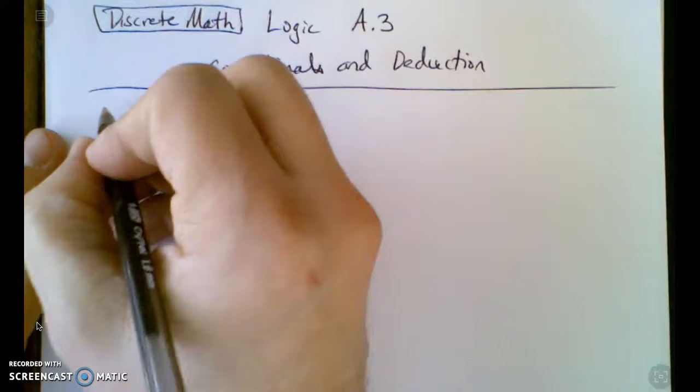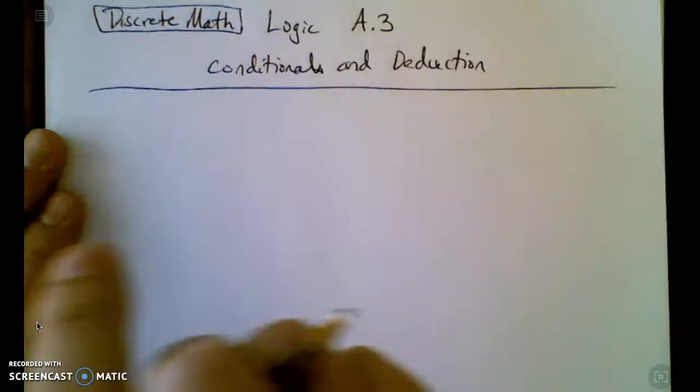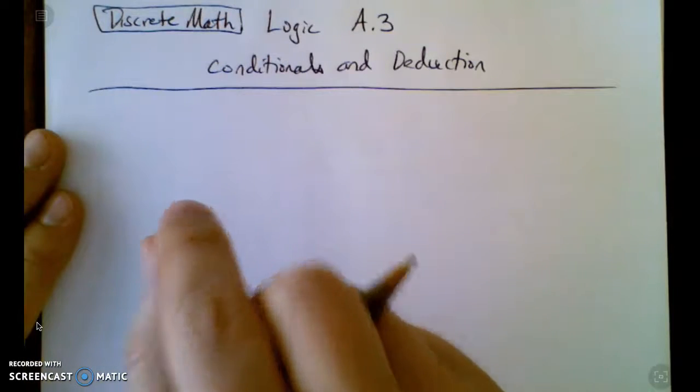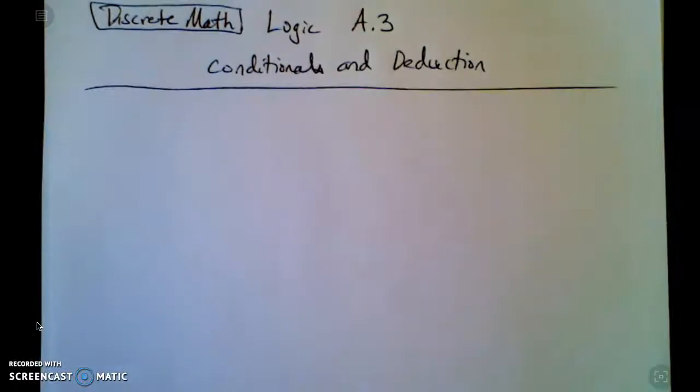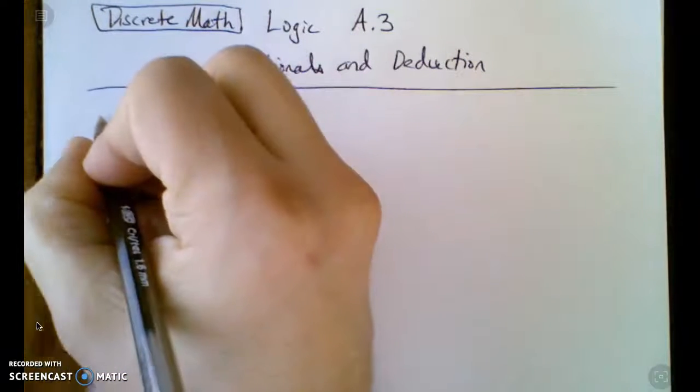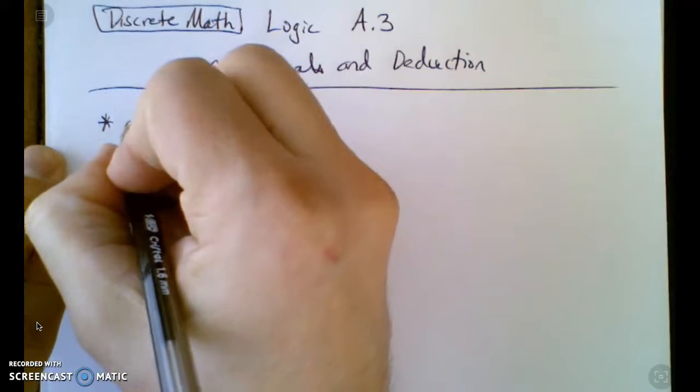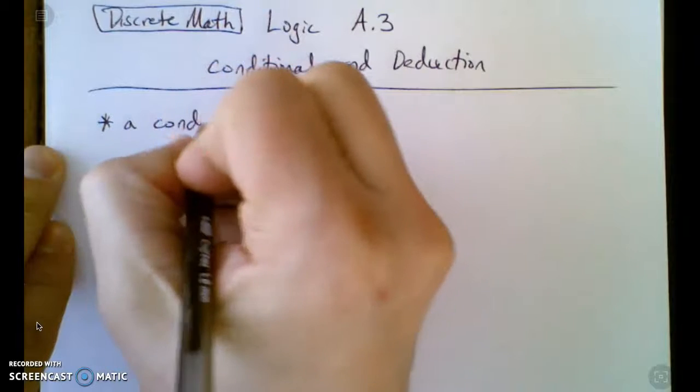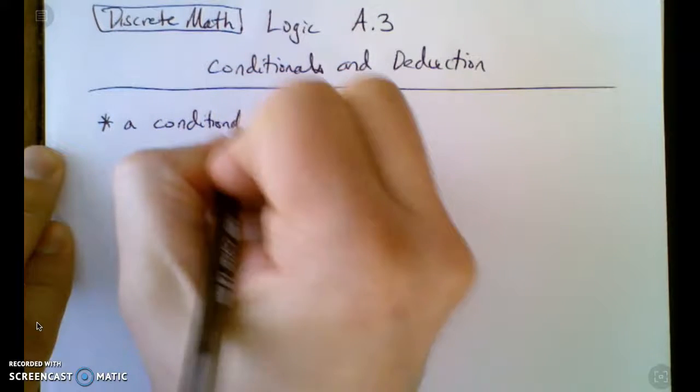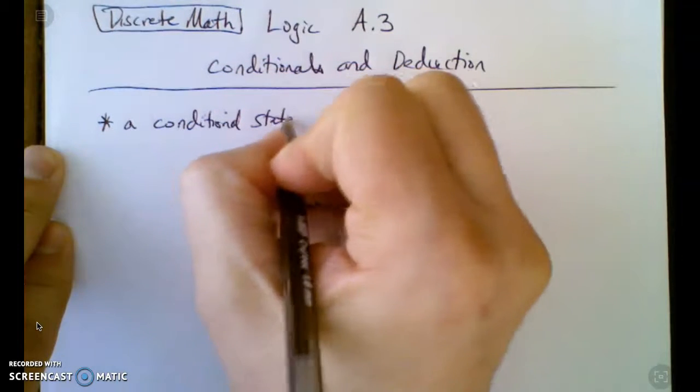So we already learned about negation, and we already learned about and, and we learned about or. And then we did De Morgan's Law where you kind of distribute it and stuff like that. But a new thing, and probably the most important thing, is a conditional statement in logic. Okay, a conditional statement.